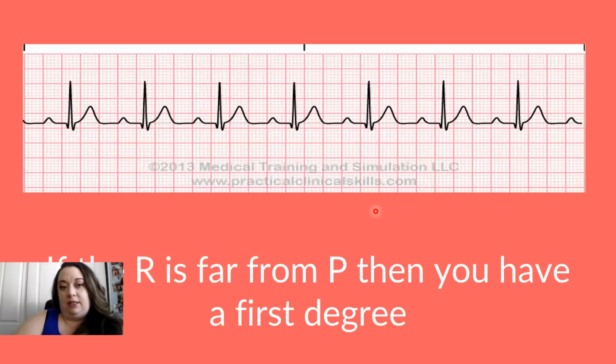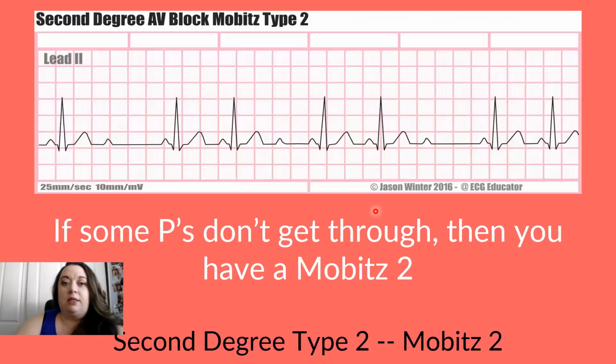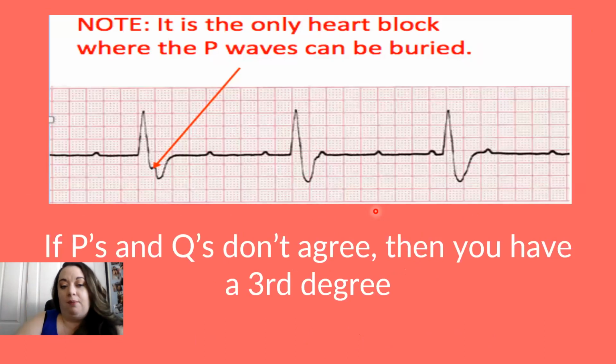So my first degree block, it's just taking longer. My second degree block, it takes longer until I lose a complex. Now I'm just losing random complexes. And then a third degree heart block is also considered a complete heart block, meaning that my atria and ventricles are not talking at all. So this one is always bradycardic.